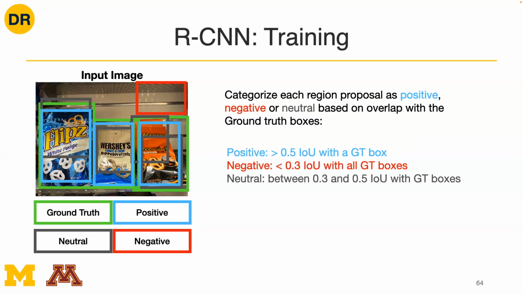So what are these three categories? A positive region of interest is one that has an IOU greater than 0.5 with any one of the ground truth bounding boxes. A negative region of interest is one that has an IOU less than 0.3 with all of the ground truth bounding boxes.